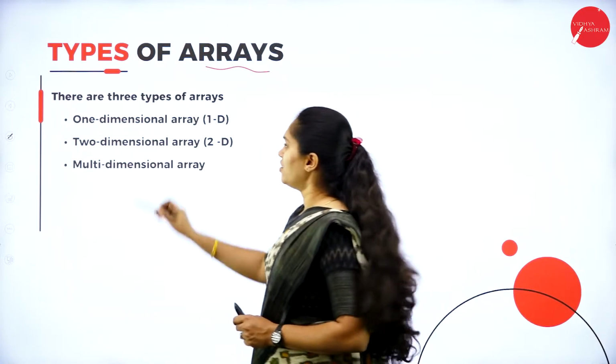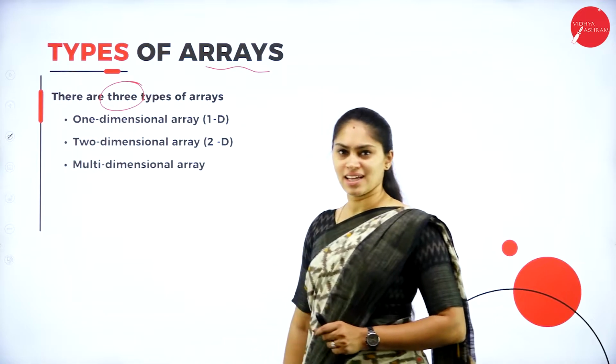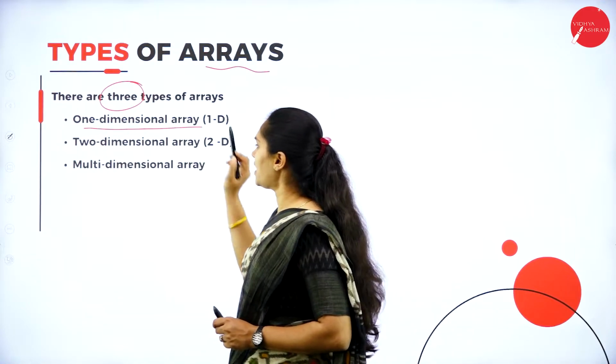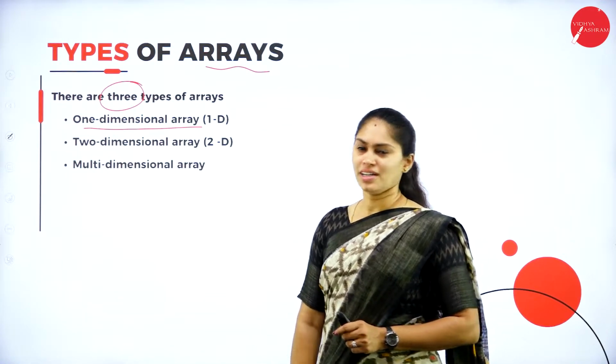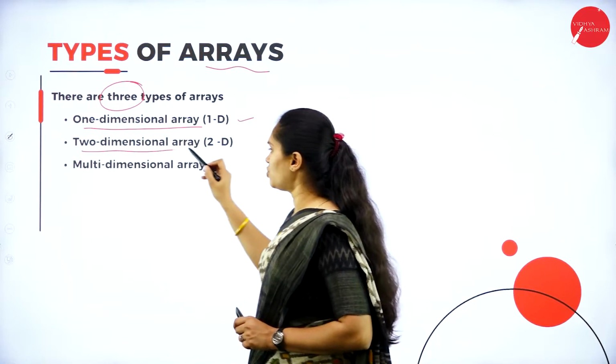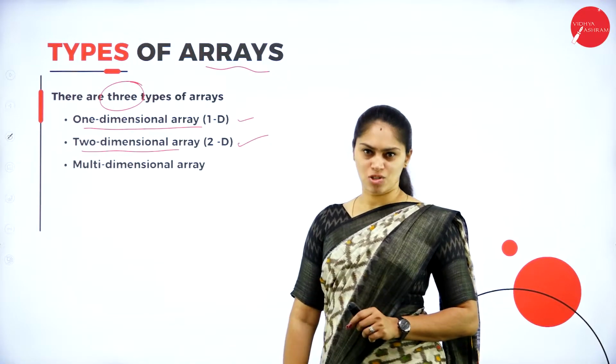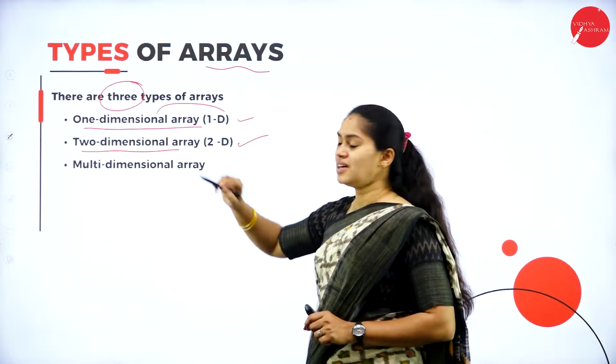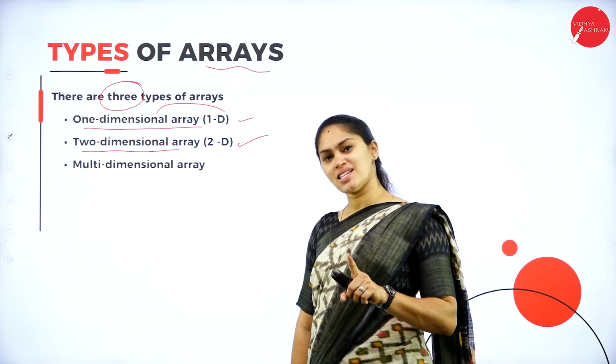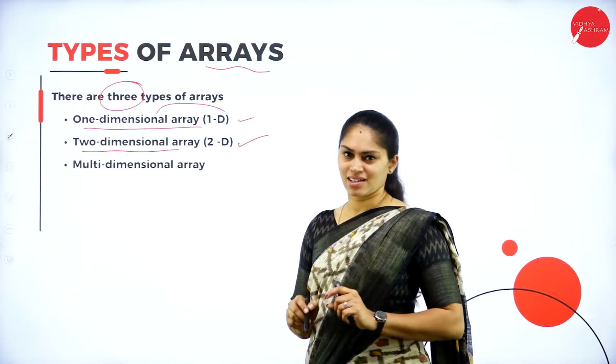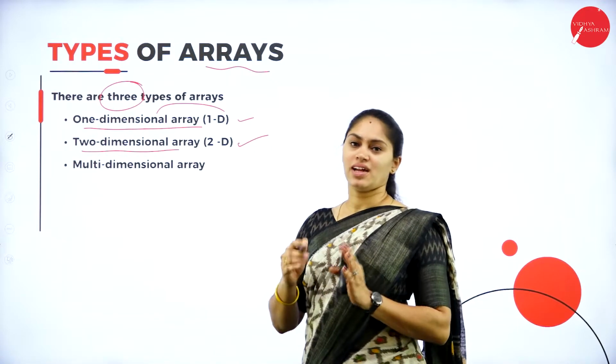So totally we have 3 types of arrays. First one is one-dimensional array, in short it is 1D. Next we have a two-dimensional array, in short that is 2D. Here D represents the dimension. If it is of one subscript, that means one square bracket, then that is one dimension.